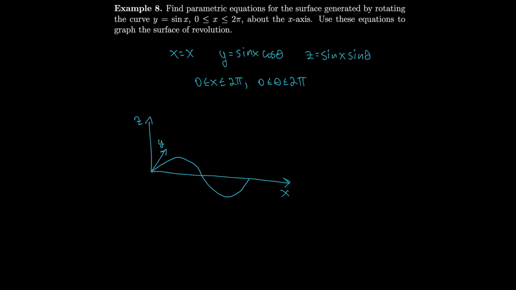But then it rotates all the way around. So it rotates all the way around at every single little point. So we should get a complete 3D version. It kind of looks like little beads, if you can imagine that. It's a 3D version of our sine curve formed by rotating it around the x-axis.